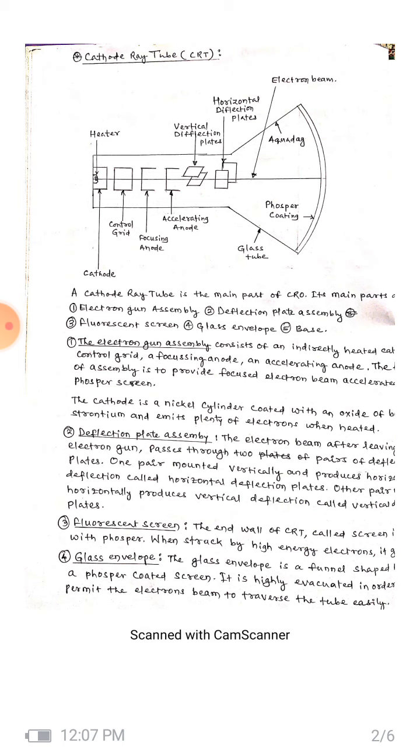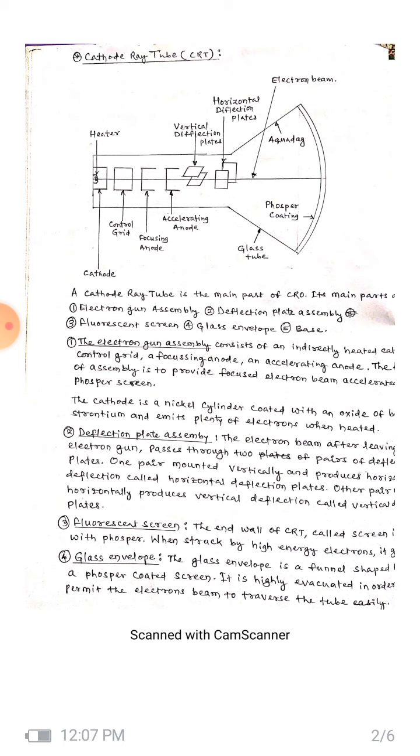And next one is fluorescent screen. The end wall of the CRT, called the screen, is coated with the phosphor. When struck by high energy electrons, it glows. That is the property of the phosphor. So whenever the electrons fall on a phosphor, it is going to emit light in the form of blue or green here.